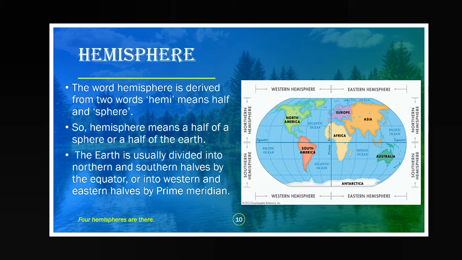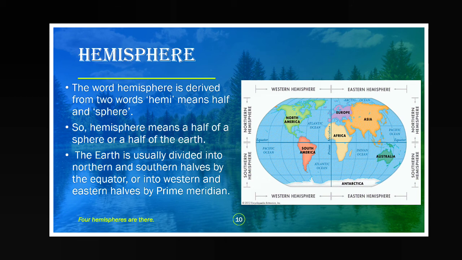Now come to the next, hemisphere. First of all, the literal meaning. The word hemisphere is derived from two words, hemi meaning half, and sphere. So half of the sphere is called a hemisphere: half of the sphere or half of the earth. The earth is usually divided into northern and southern halves by the equator. Take a look, there are two main lines present. The equator is one parallel. It divides the earth into two equal divisions. When only the equator is present, there are two divisions, north of the equator and south of the equator: the northern hemisphere and the southern hemisphere.